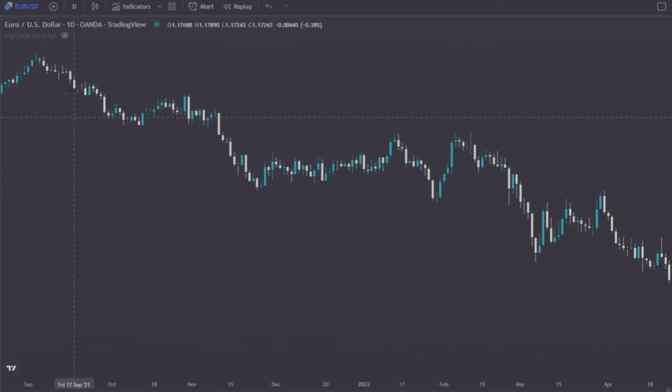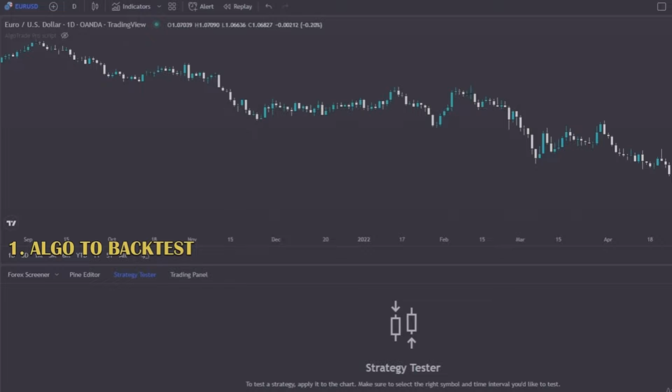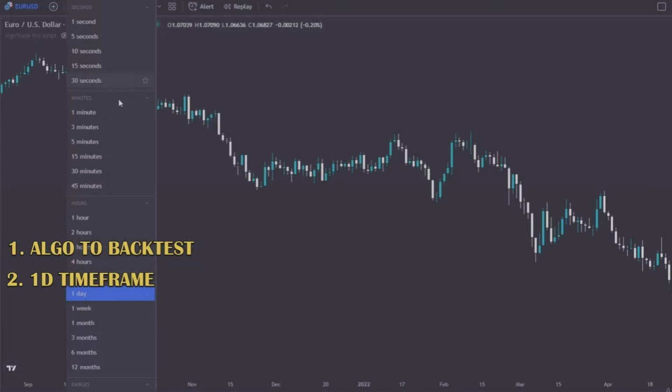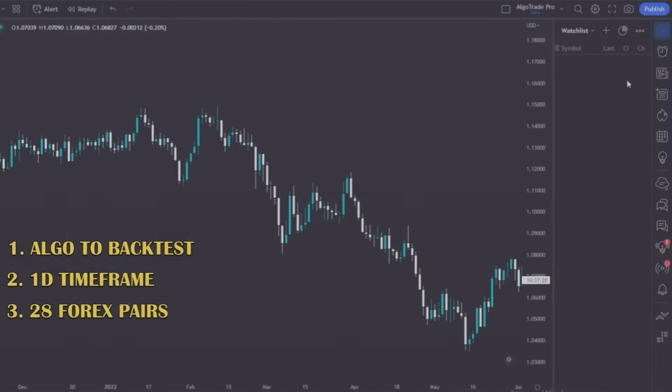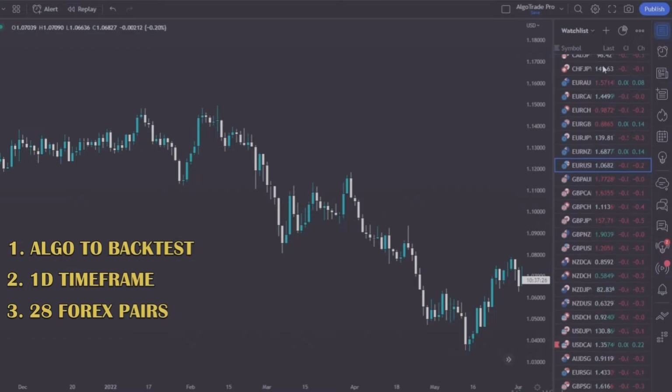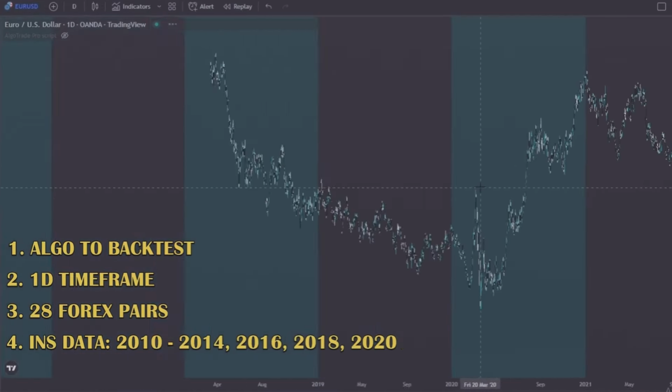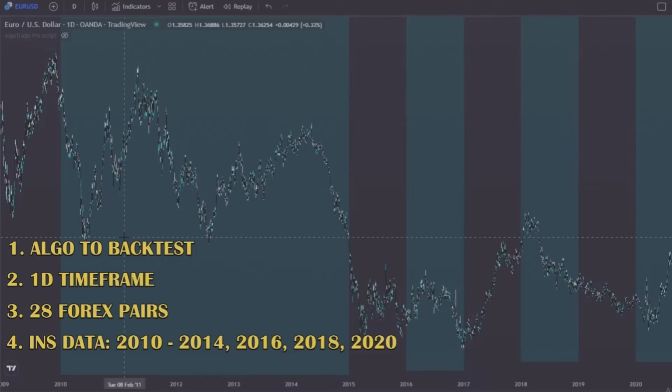For the backtest process, I will use an algo that I created. I will perform it on the daily time frame, on the 28 most common Forex pairs, and using in-sample data consisting of the years 2010 to 2014, 2016, 2018 and 2020.